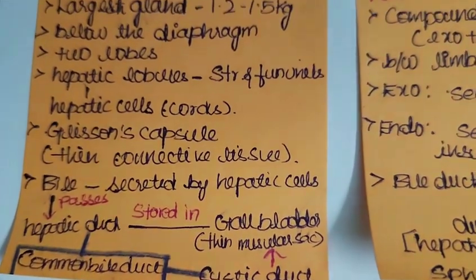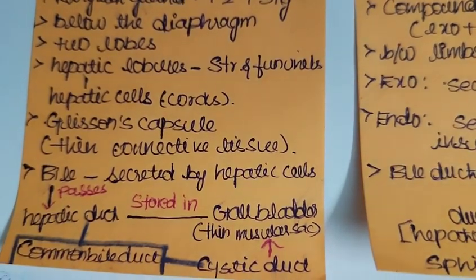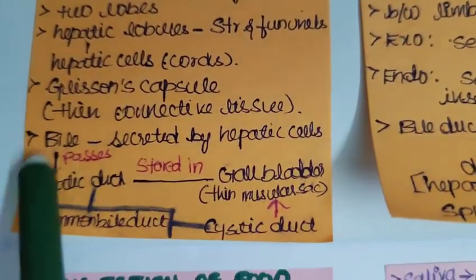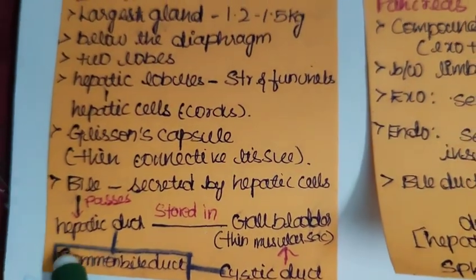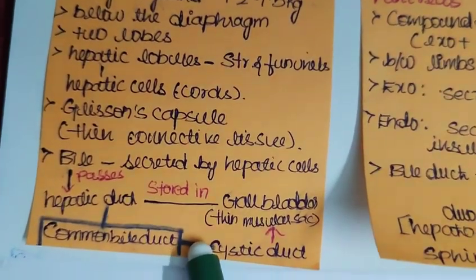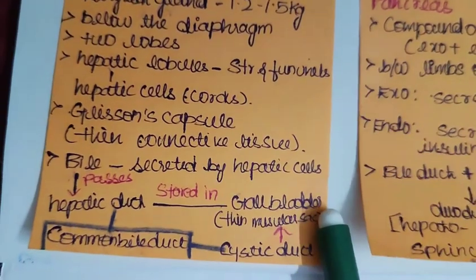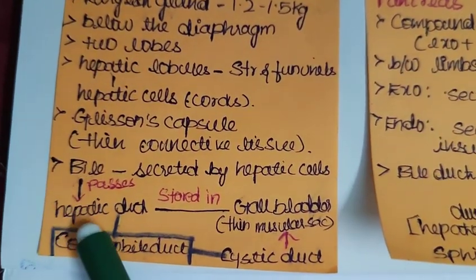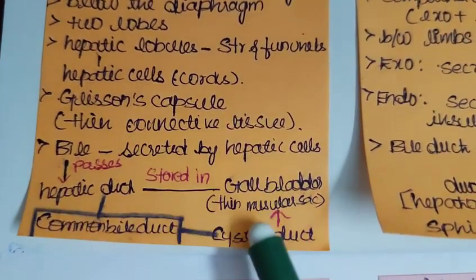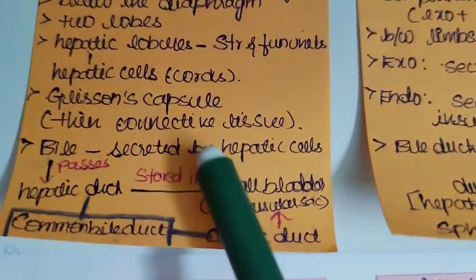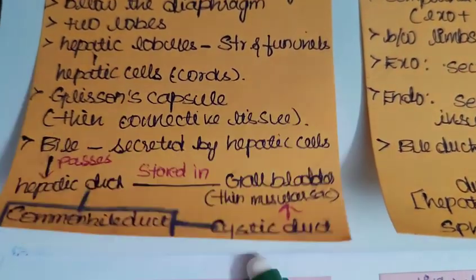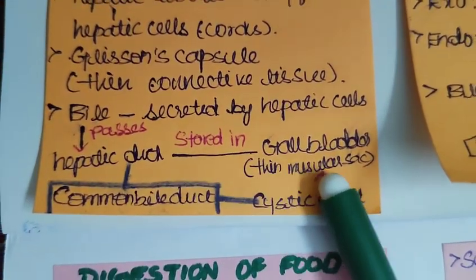Now, this cystic duct is the duct of the gallbladder. And this hepatic duct, which is the duct of the liver, together form a common bile duct. I hope I'm clear. Bile is getting secreted by the hepatic cells and it passes through the hepatic duct, and this is getting stored in the thin muscular sac, which is the gallbladder. And we have the duct of the gallbladder also, which is the cystic duct. So together the cystic duct and hepatic duct form the common bile duct.